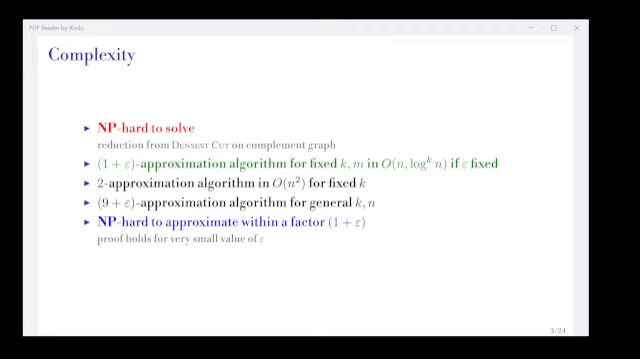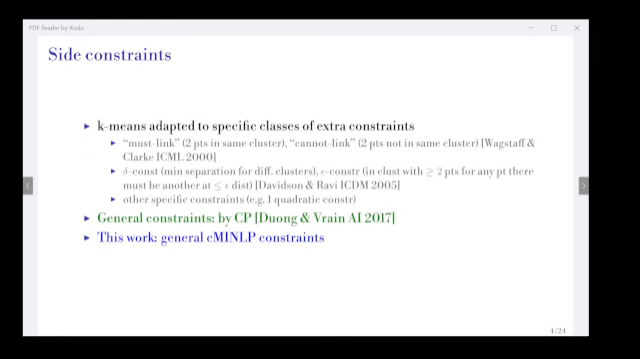The approximation algorithm for general K and N, so general number of clusters and number of points, is actually not very helpful at 9 plus epsilon. There's also a result that says that this 9 cannot be made any smaller. The problem itself is also NP-hard to approximate to within a factor 1 plus epsilon, but the proof holds for very small values of epsilon, and we don't know whether this proof can be improved to cover larger values.